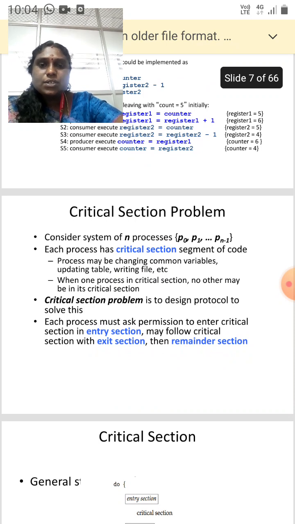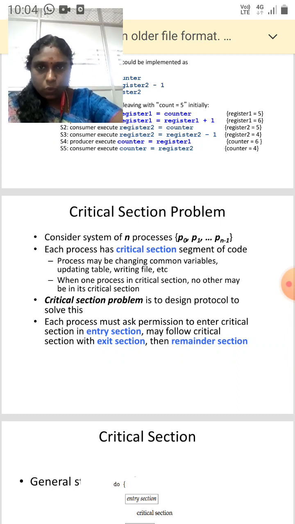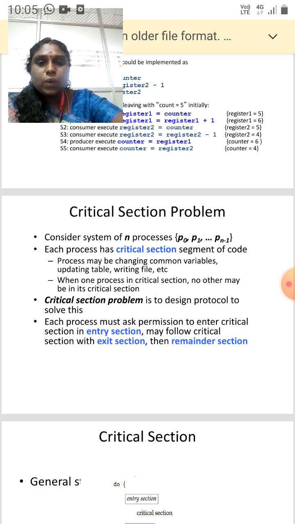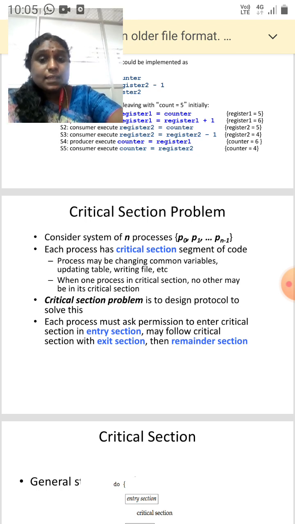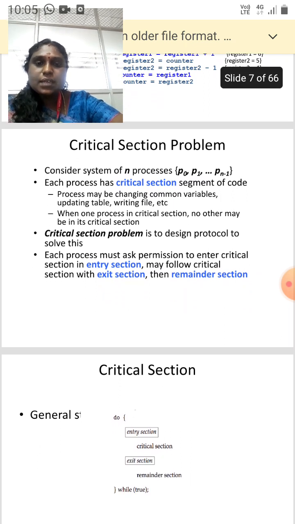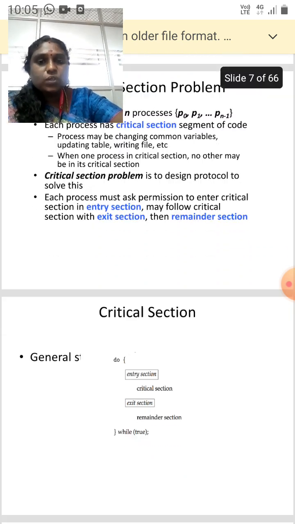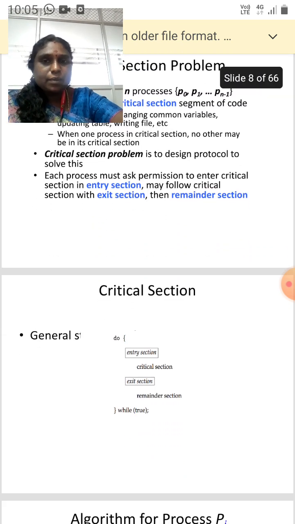In the critical section problem, consider a system of n processes, P0, P1, up to Pn-1. Each process has a critical section segment of code, and each process may be changing common variables, updating a table, writing a file, and so on. When one process is in its critical section, no other process is allowed to be in its critical section. The problem is to design a protocol to solve this: each process must ask permission to enter its critical section in the entry section, which may be followed by the critical section, an exit section, and the remainder section.